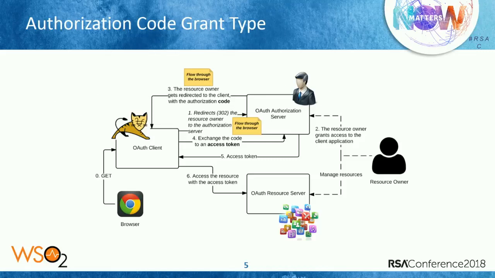Now the second phase, OAuth client will exchange this code to an access token, talking to the token endpoint of the authorization server. And to do that, the client also needs to authenticate. Client authentication is not mandatory, but you will see in most of the OAuth deployments, client authenticates. Then you have the access token, then you access the resource. So this is how authorization code grant type works, and this is the most used OAuth grant type.